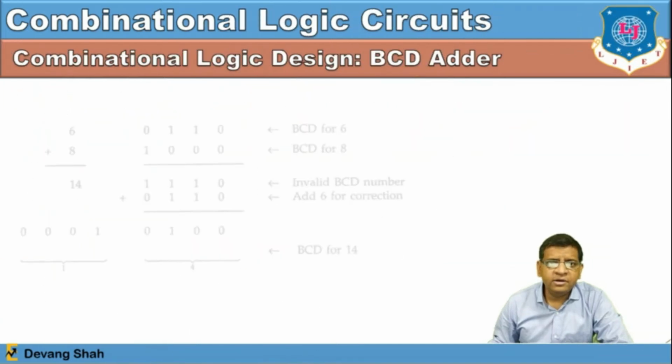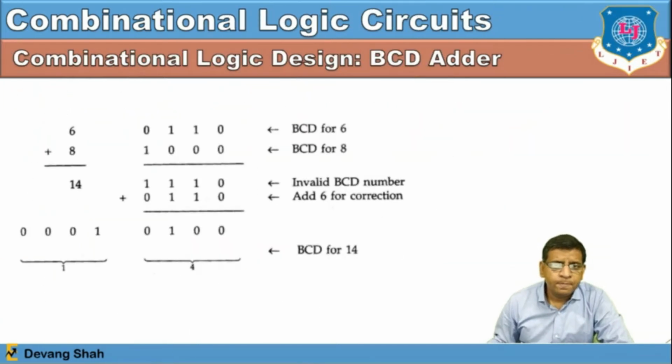So for that we define a simple calculation here. If I want to add 6 plus 8, my answer is 14, right? But 14 in binary form is 1110. Why? Because 6 is represented as 0110, 8 is represented as 1000. Once you add these two, you get the sequence 1110, which represents 14. But this is not a valid BCD number.